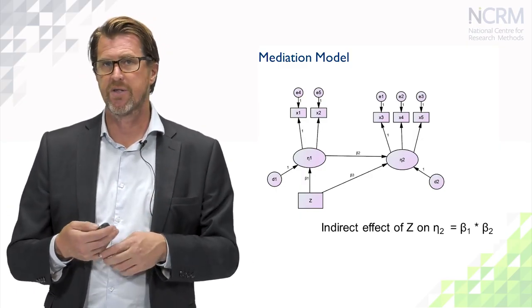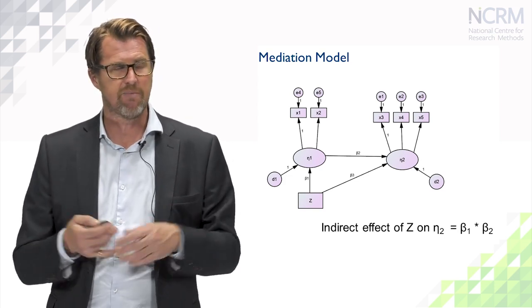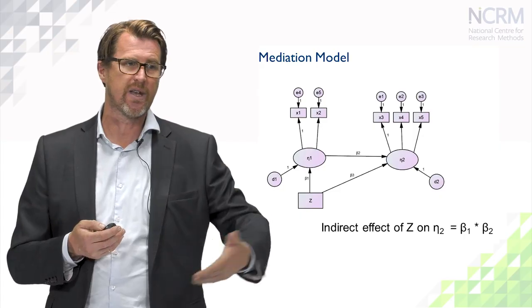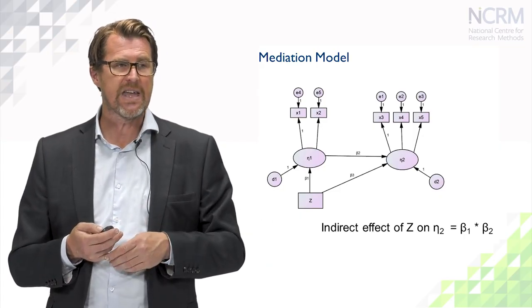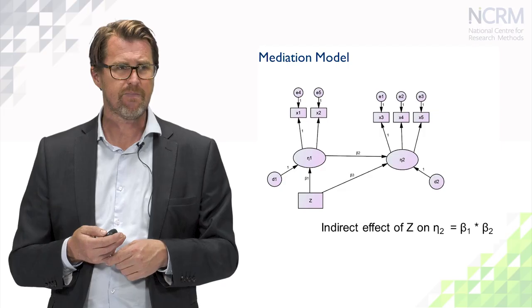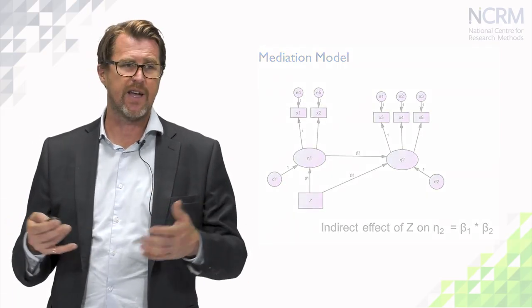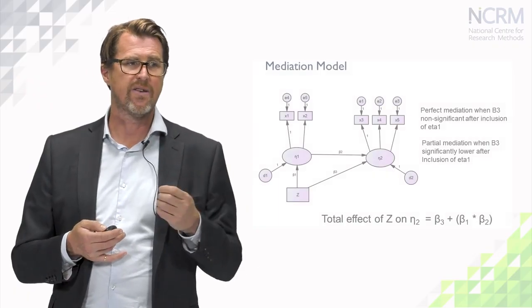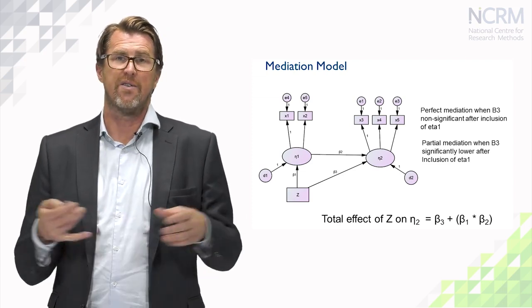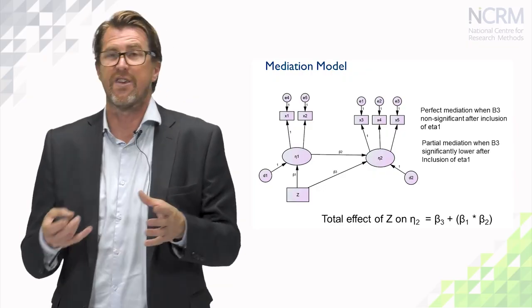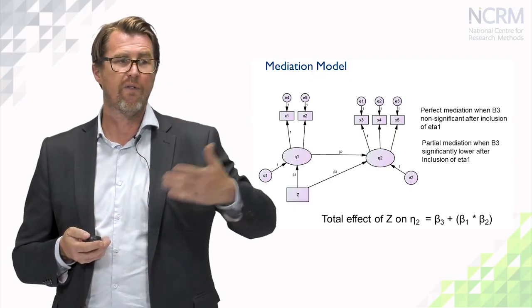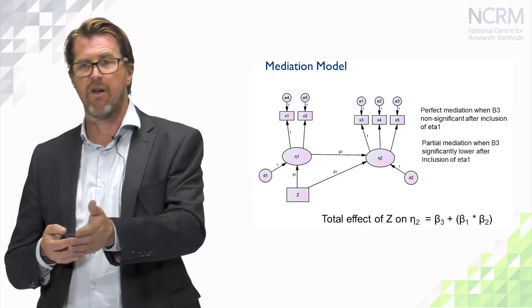Now if we take the product of those two parameters, then that will give us the indirect effect of z on eta 2. So that's how we can algebraically recover the indirect effect of one variable on the other, by taking the product of the two beta weights. And then we will perhaps be interested in the total effect. And this is the sum of the indirect and the direct effect. So we might find, for example, that both direct and indirect effects are non-significant, but there is still a significant total effect. So we can get different patterns of and understandings of an effect of one variable on another by looking at these different effect parameters.